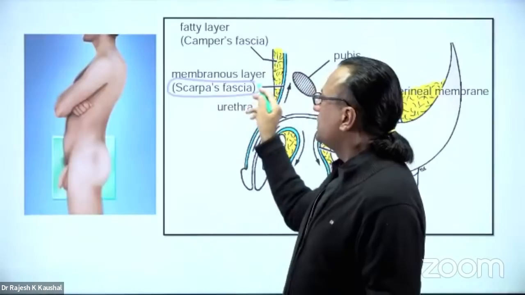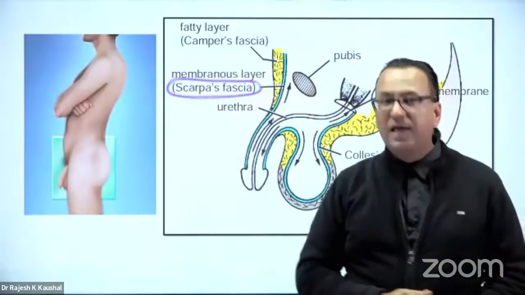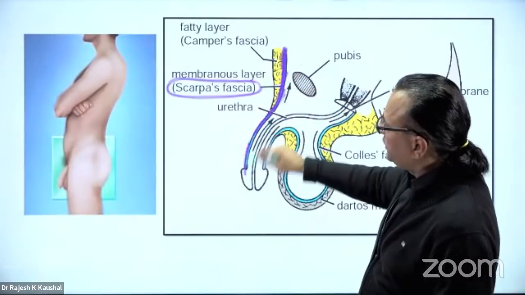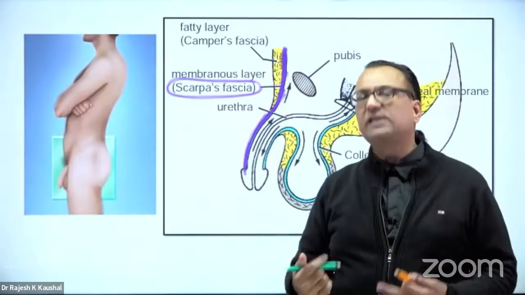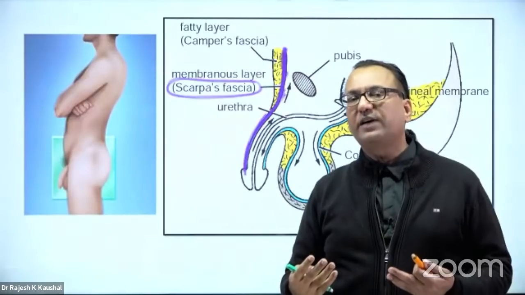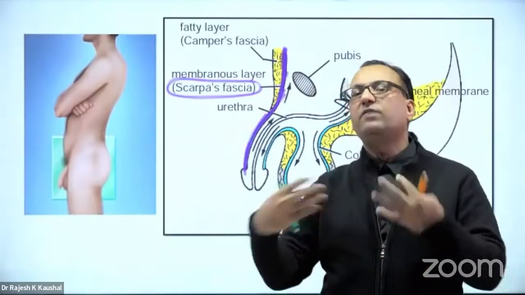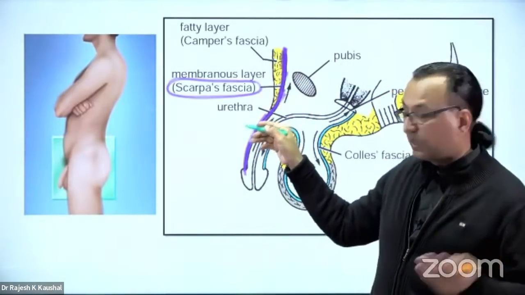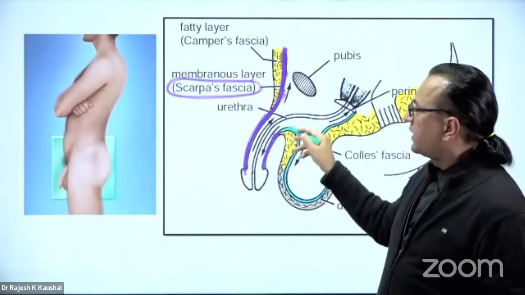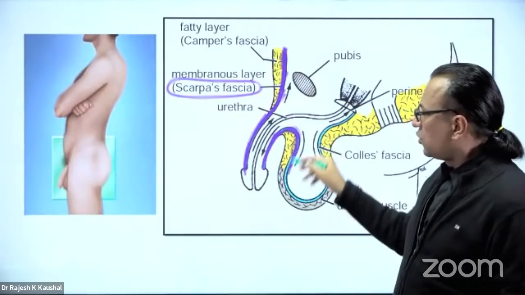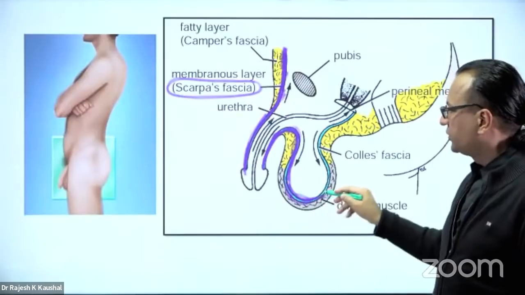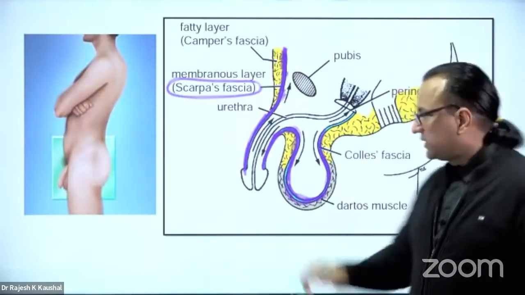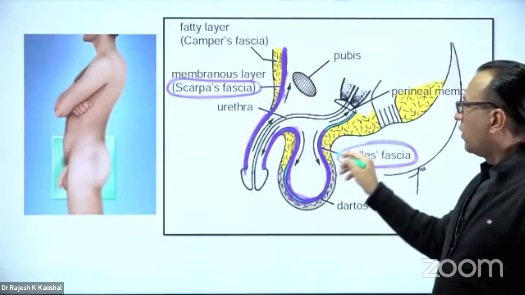So as you follow the Scarpa's fascia in the anterior abdominal wall, it will become continuous with the penile fascia, the fascia which covers the penis. Penis has one more fascia, which is Buck's fascia, but it is deeper. The one which is outer is a continuation of the Scarpa's fascia, called penile fascia. Now, this penile fascia becomes continuous with the scrotal fascia. So penile fascia continues with scrotal fascia, and it will then continue with the Colles fascia.